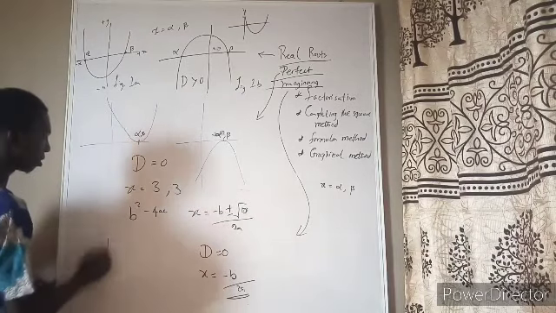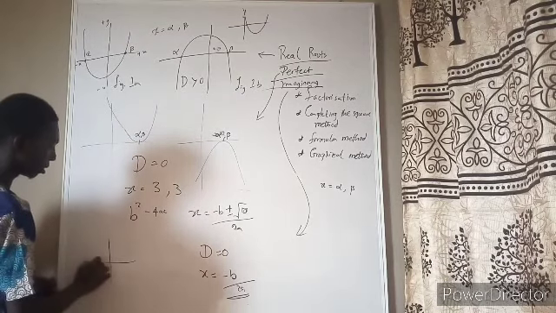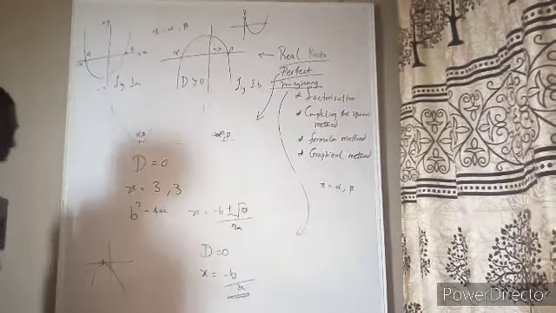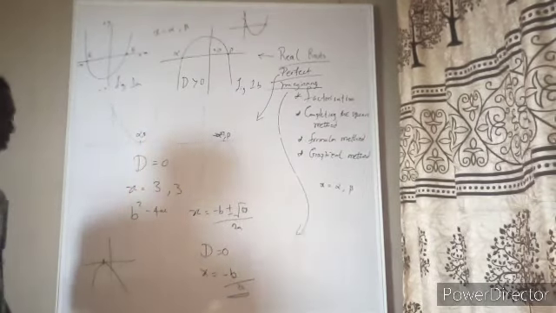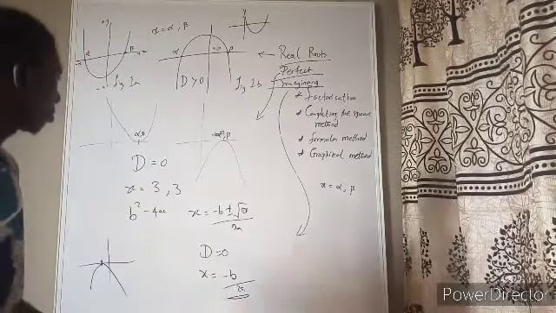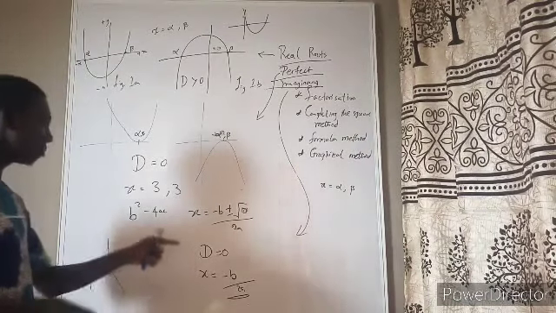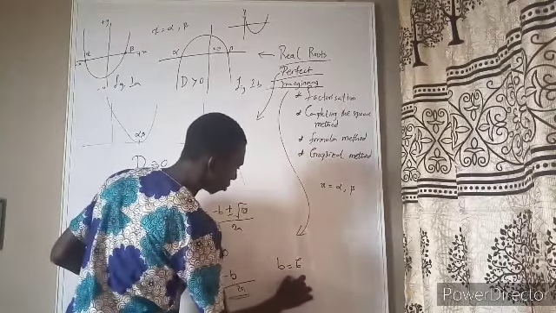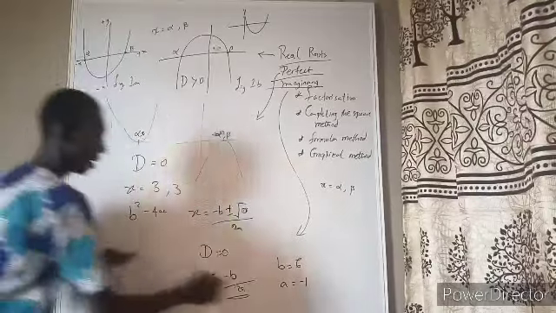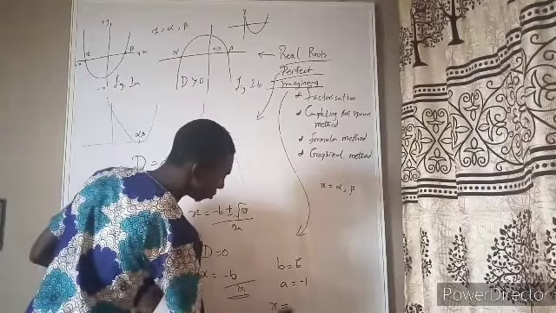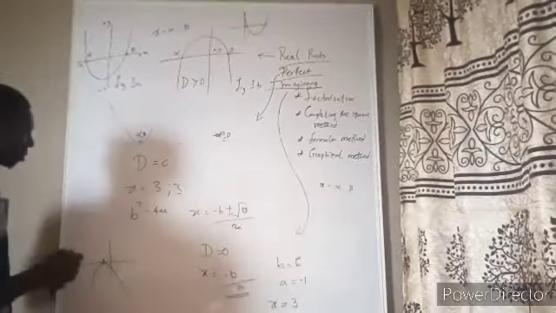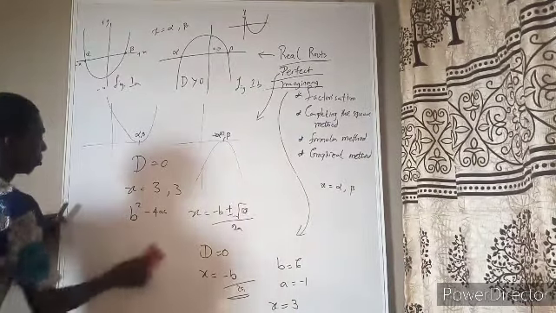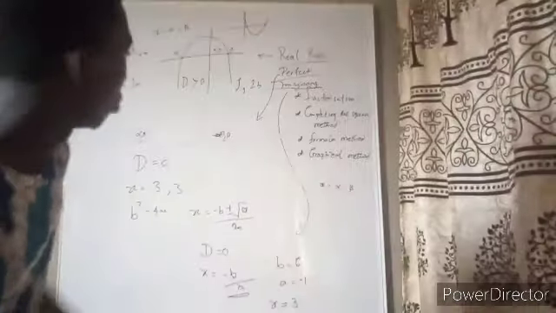For instance, okay, let me draw. When I have something like this, both of them will have minus 3. Okay, let's say my b equals 6, then my a equals minus 1. So my x will therefore be equal to what? 3. Yes, it will be equal to 3.